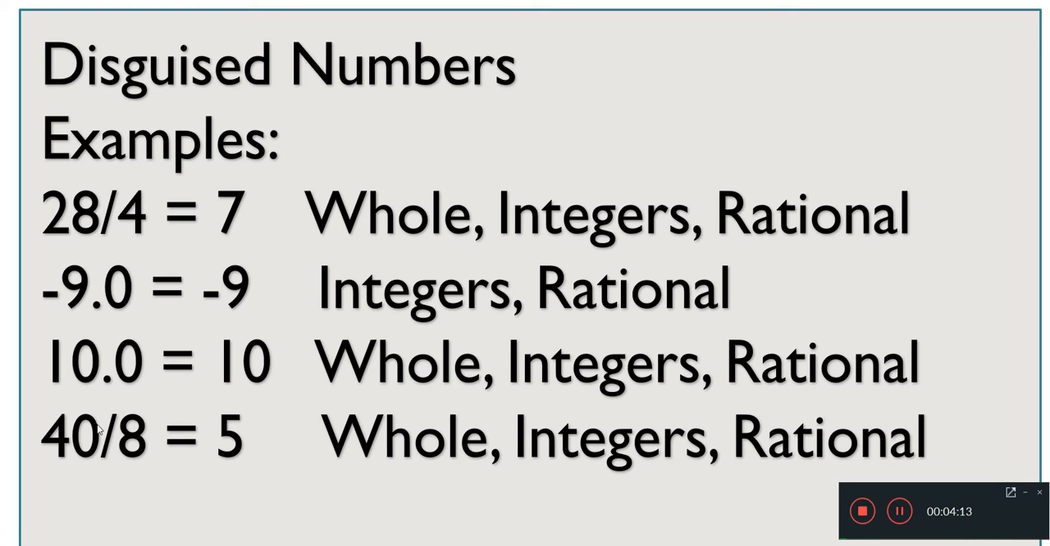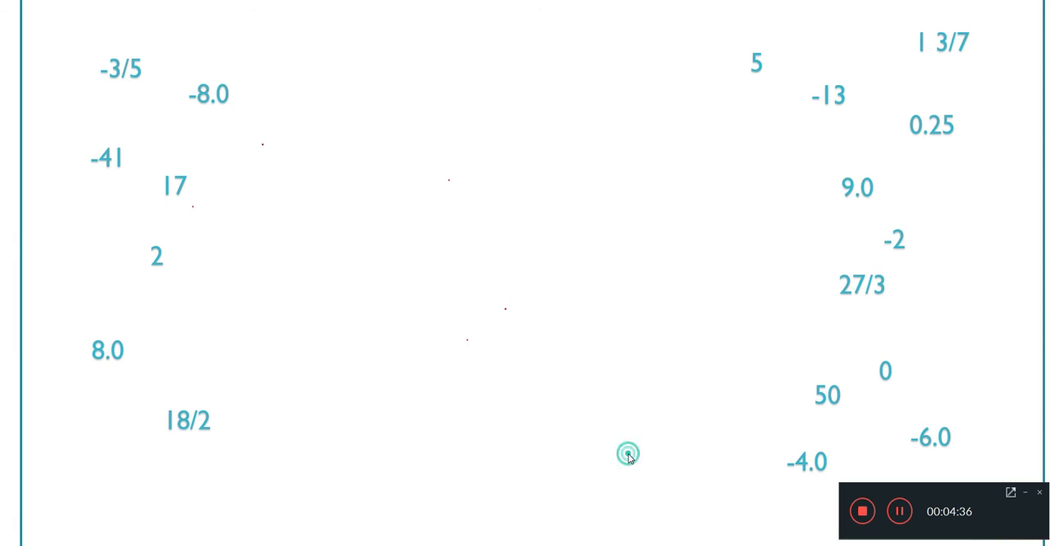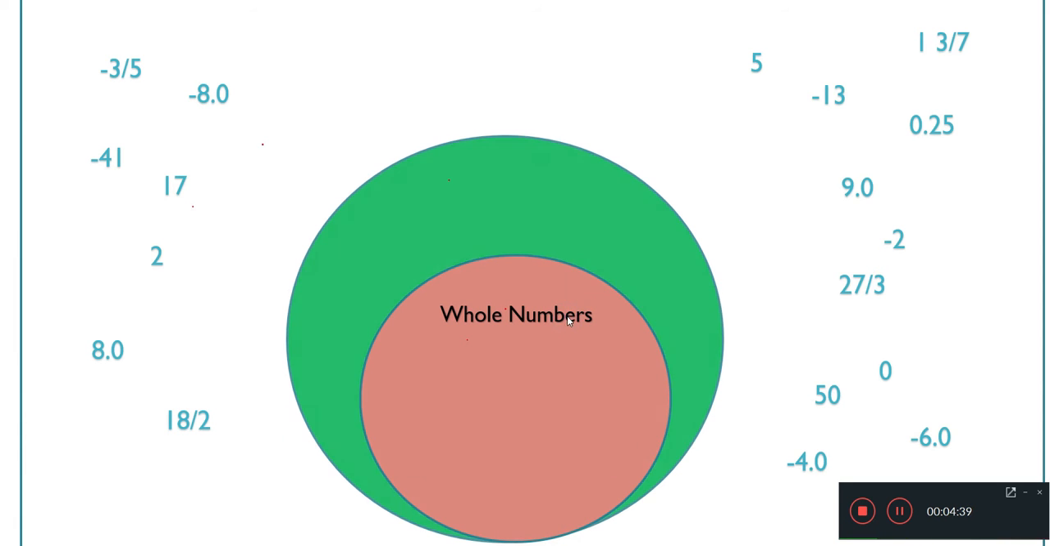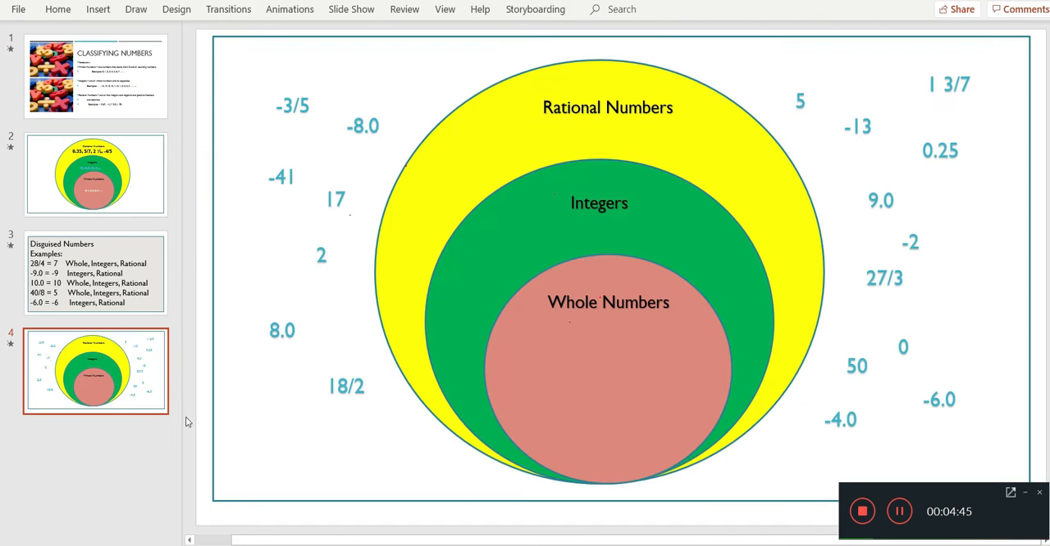It's not really a rational; it can be simplified. -0.6 is equal to -6, so it's an integer and a rational number. It's in the green all the way to the yellow one, but cannot be in the pink part of the Venn diagram that I showed to you. So I have here the whole numbers, integers, and the rational. We're going to drag those numbers and you tell me where you think these numbers outside the Venn diagram can be classified.